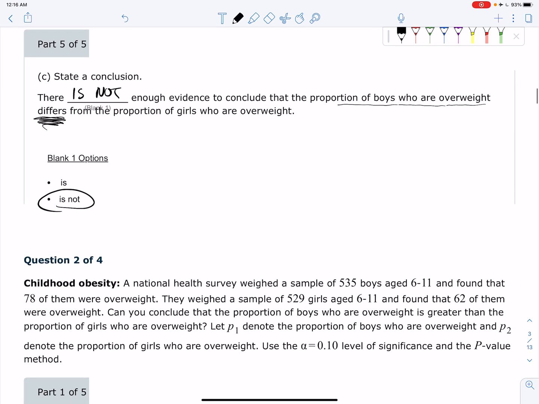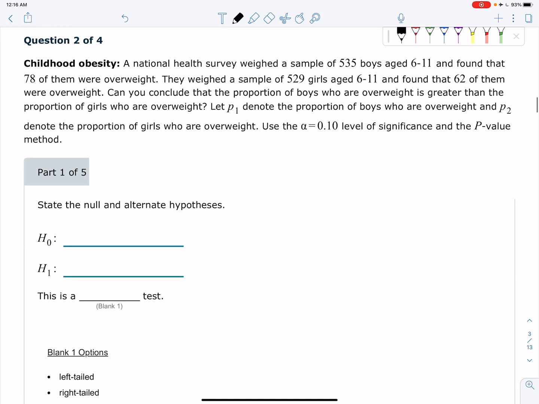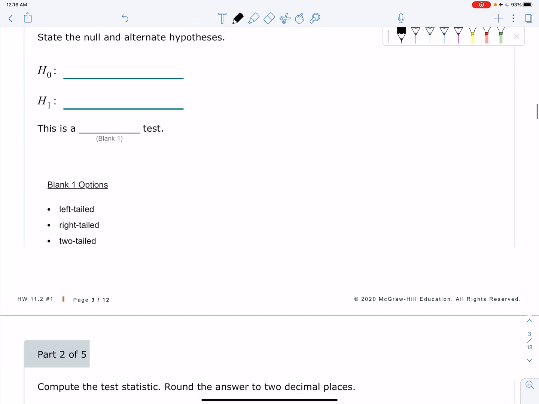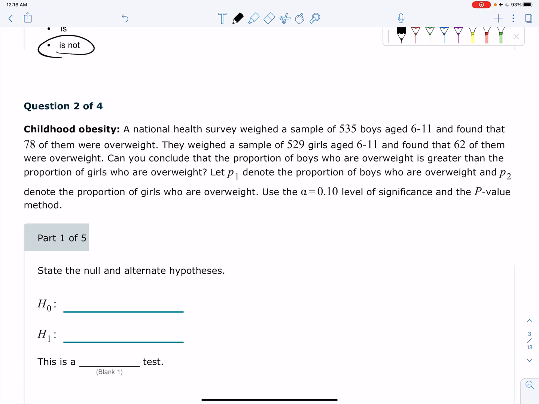All right, let's do the same exact test, different numbers. It's not the same test, but the same scenario. And on this one, they want us to do the p-value test. Okay, so it's going to ask for, let's see, it probably says in the directions. So alpha level of 0.10 significance and the p-value method.